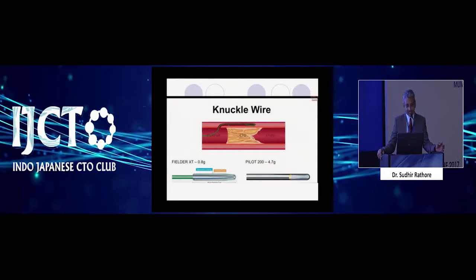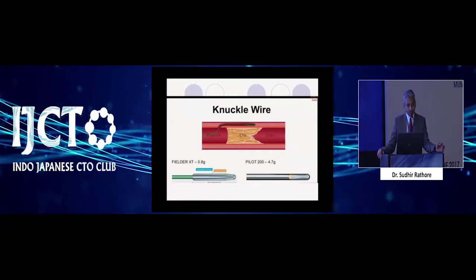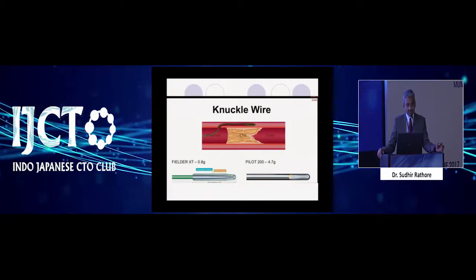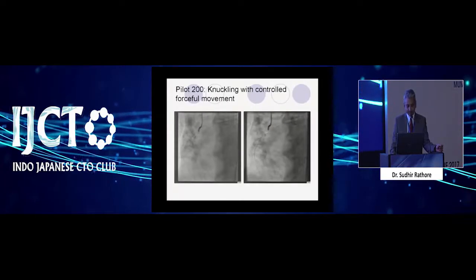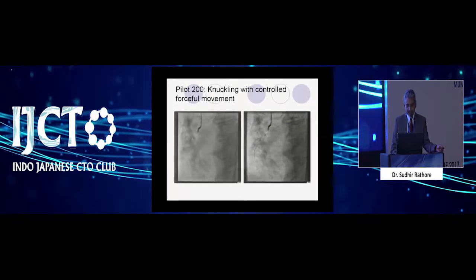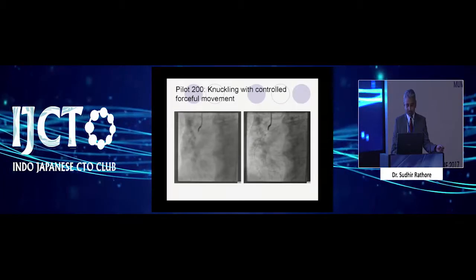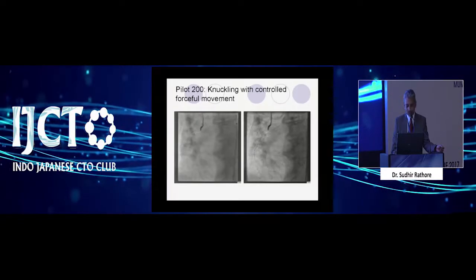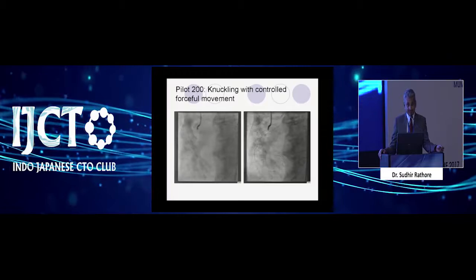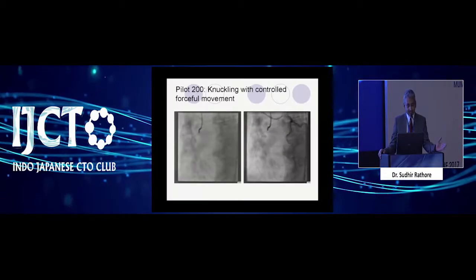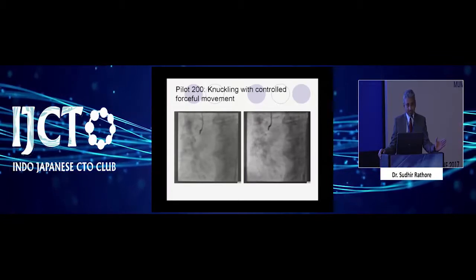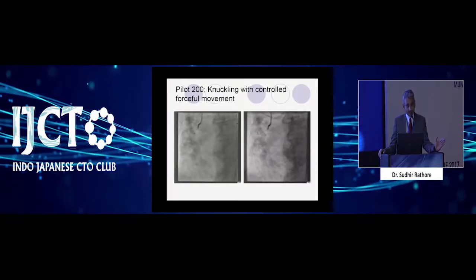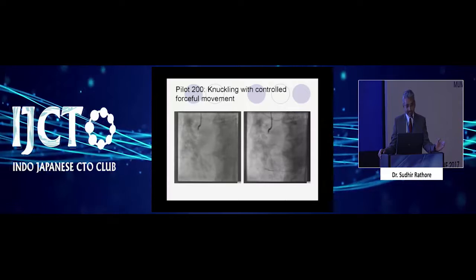The Fielder XT and Pilot 200 wires can be used for this procedure. Fielder XT makes small knuckles. Pilot 200 is commonly used to make large knuckles. Now here you can see on the left-hand side, deliberately what I'm trying to do is knuckle the Pilot 200 wire into the subintimal space. The advantage of this Pilot 200 wire is when you make the knuckle, you have to be in a very controlled fashion because this will not penetrate or go outside the artery and it will take the vessel course.